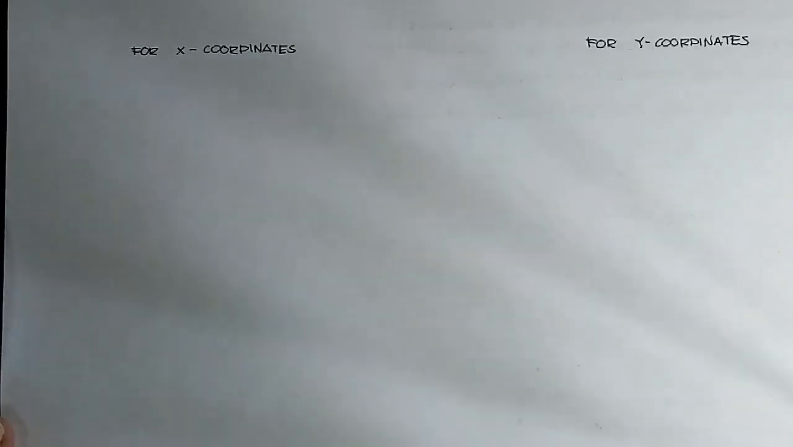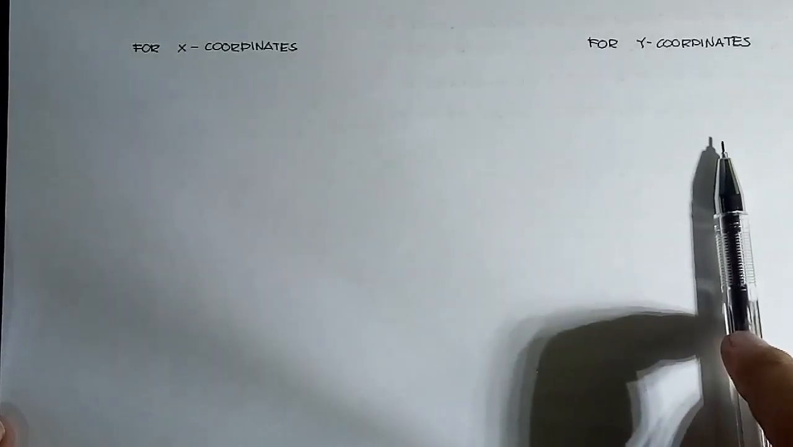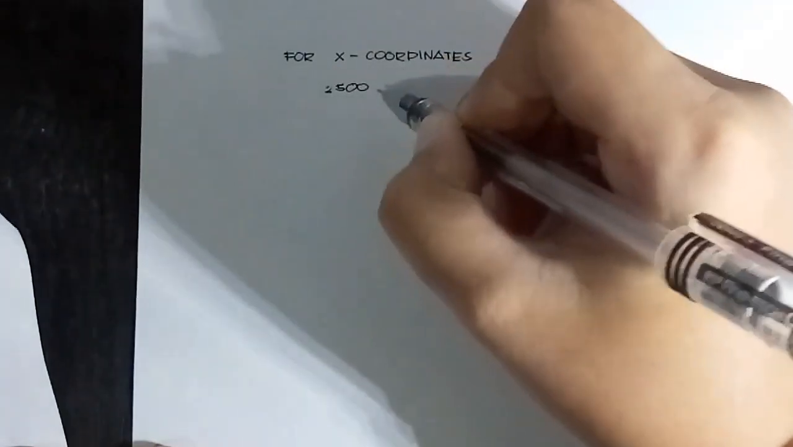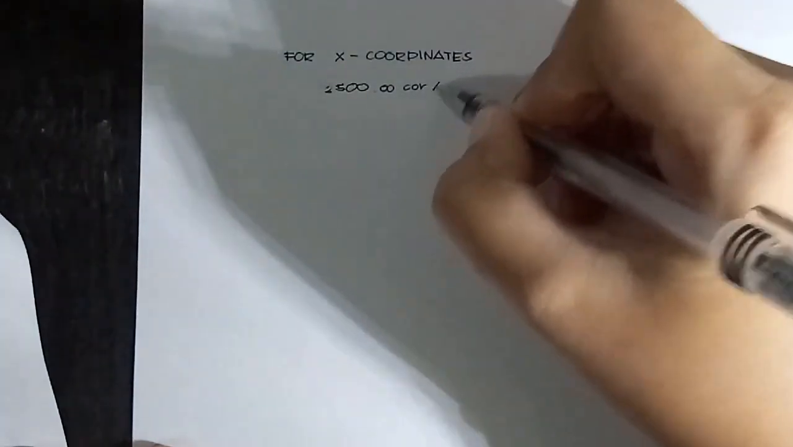Isa-solve na natin yung mga coordinates ng other stations dun sa traverse. So, for x coordinates and for y coordinates. So, uunahin natin i-solve is yung for x coordinates. Dito sa x coordinates naman, makikita natin na doon sa station A, meron tayong 2,500 meters. Yung corner siya ng station A.